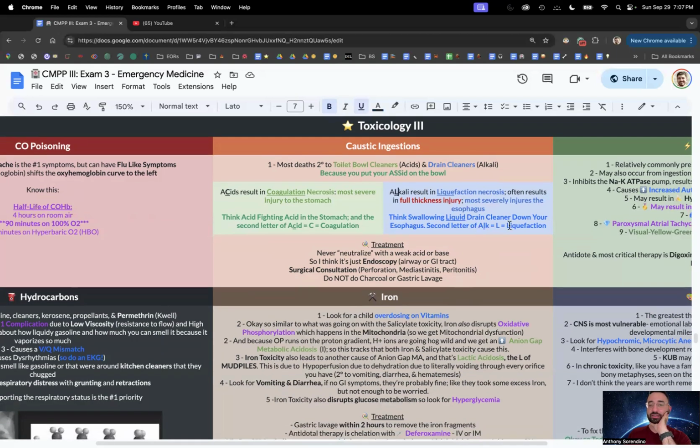Okay. You're going to see alkali in things like liquid drain cleaner, and then you're going to see acids in like toilet bowl cleaners.